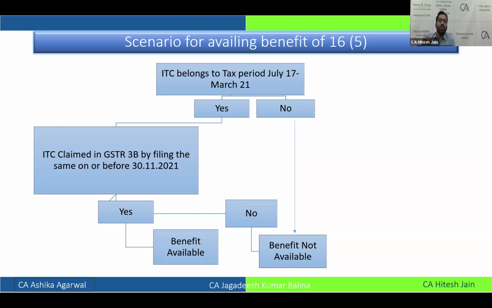However, in cases where you have not claimed such ITC in your GSTR 3B, but you have claimed such ITC in your books of accounts, or in your annual return, GSTR 9, then also you are not eligible for the benefit of 16(5). You must be very clear that you will be eligible to claim ITC only if you have claimed such ITC through your GSTR 3B and the same has been filed on or before 30th November 2021.